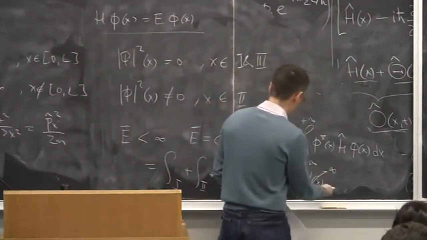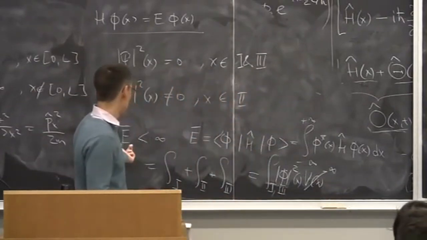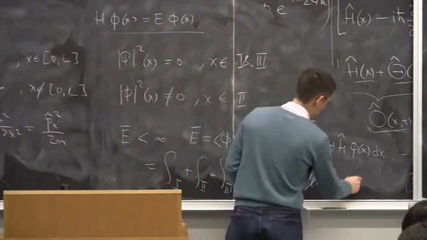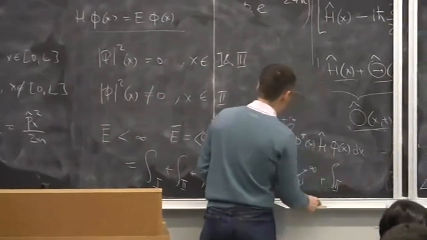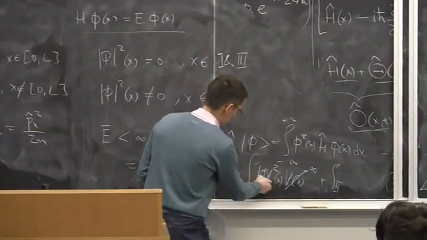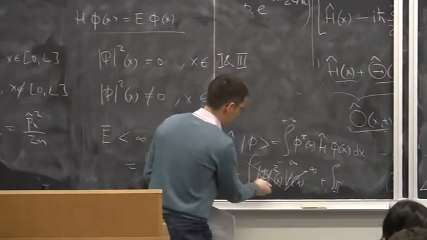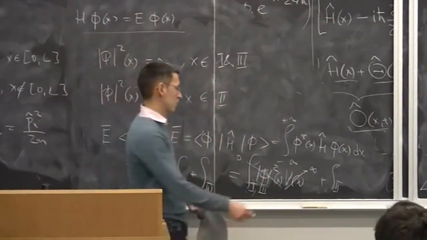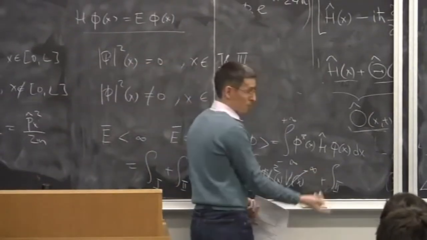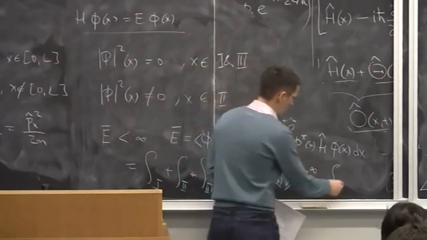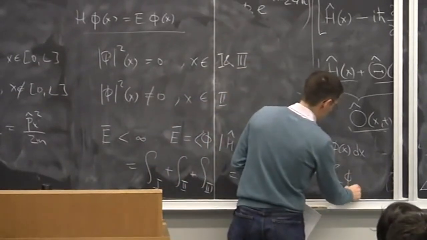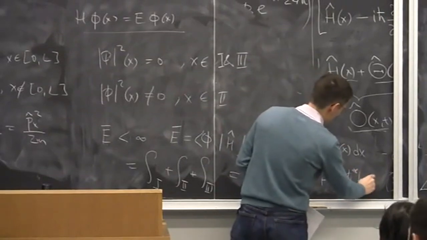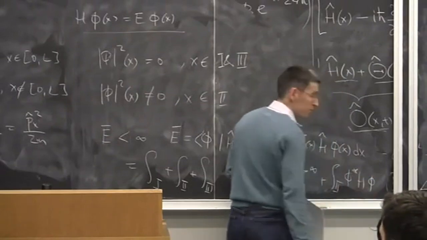So the only way to keep the energy finite, so the average energy be smaller than infinity, is to have everything in the second region and the probability density of the function in the first and third region to be 0. Okay, so that 0 compensates the infinite potential that we have there. So then we have average energy coming only from the second region.